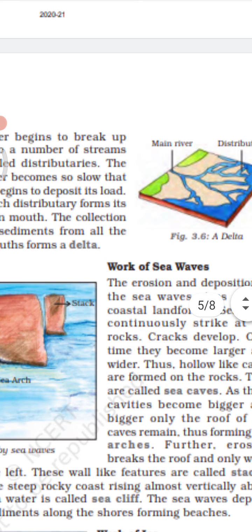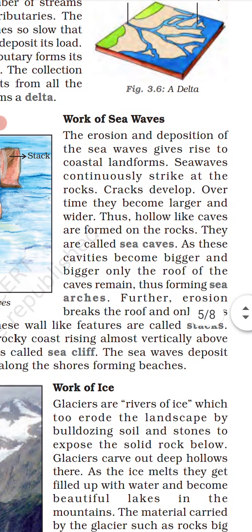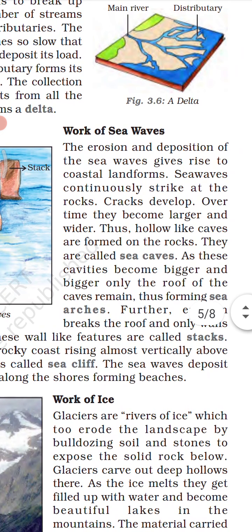Now see the work of sea waves. This is the second part. The erosion and deposition of the sea waves give rise to coastal landforms. Sea waves continuously strike at the rocks. Cracks develop. Over time, they become larger and wider. Thus, hollow-like caves are formed on the rocks. They are called sea caves.